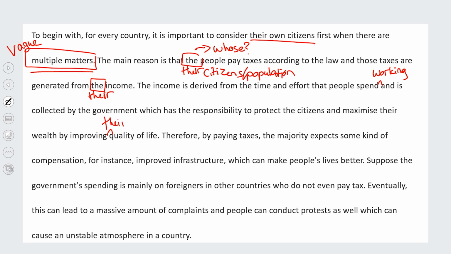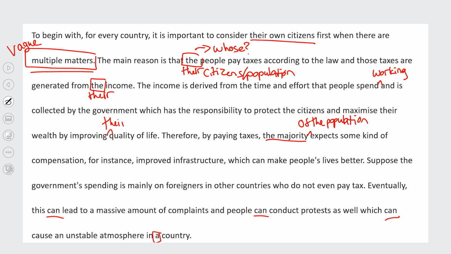Therefore, by paying taxes, the majority of the population, okay, because again, you're saying the majority of what? The majority of who? The majority of the population expects some kind of compensation. For instance, improved infrastructure, which can make people's lives better. Suppose the government spending is mainly on foreigners in other countries who do not even pay tax. Eventually, this can lead to a massive amount of complaints, and people can conduct protests as well, which can cause an unstable atmosphere in a country.